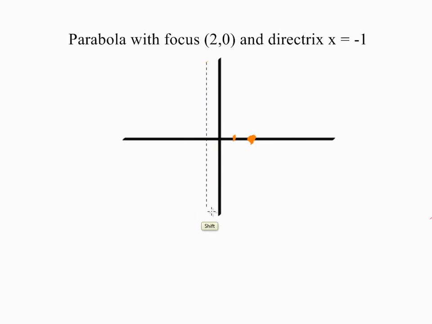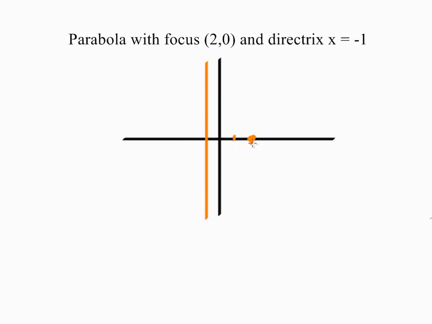In the first one, we're given the fact that the focus is at (2, 0) and the directrix is at x = -1. The first thing I'm always going to do is a quick sketch of what we're looking at. The focus is at (2, 0), and the directrix, I'll just put this as a line at -1. Normally it's a dotted line, but I don't have that capability right now. So we have the focus here and the directrix here.